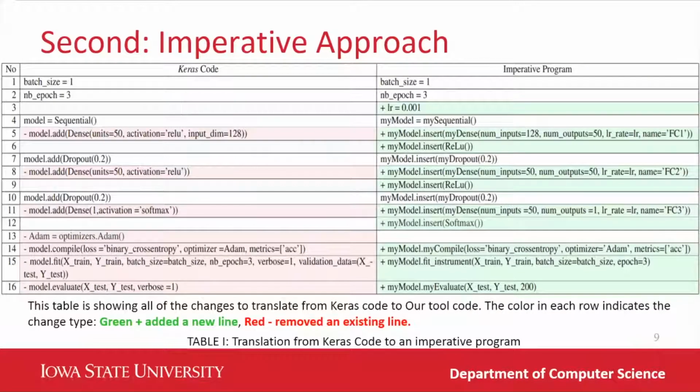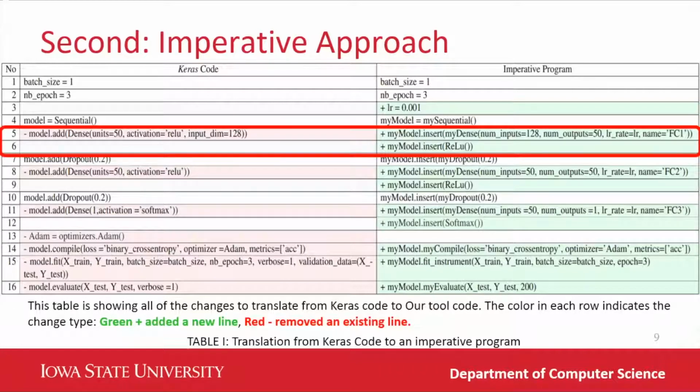In the imperative approach, Table 1 shows how developers can translate the Keras code to our DeepLocalize code. For example, on the left-hand side is the Keras code at line 5. On the right-hand side is the imperative code, where the developers need to explicitly determine the number of input neurons, the number of output neurons, the learning rate, and the name of the layer. Then they add the activation function as a new layer at line 6.